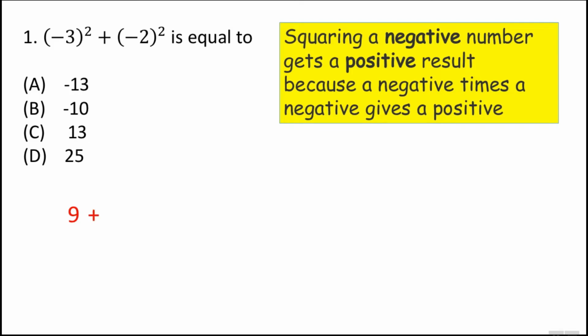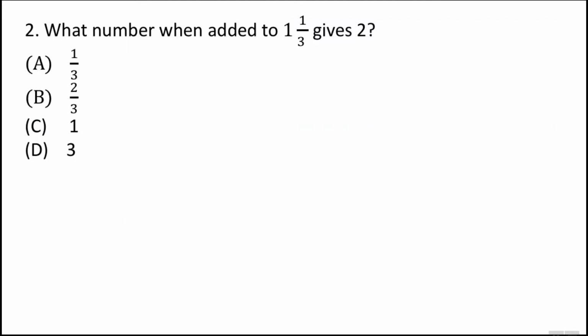I write back my plus sign there, and then I'm doing a negative 2 times a negative 2. That gives me a positive 4. Now I'm adding 9 plus 4, that's equal to 13, which therefore means my answer is C. A question like this, you should be able to do it in your head once you're comfortable working with square numbers. Let's have a look at question 2.